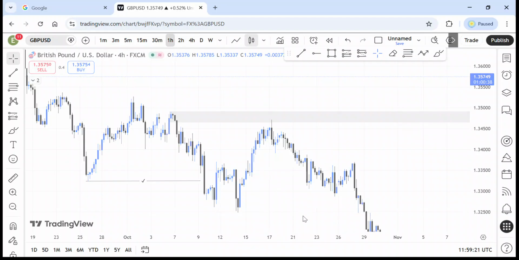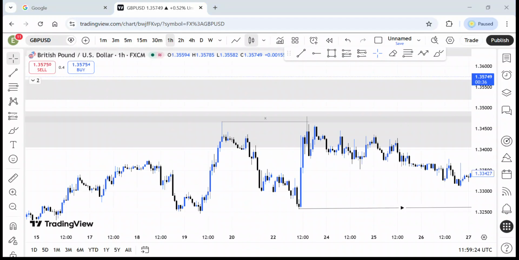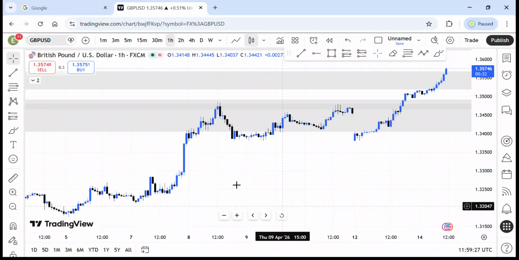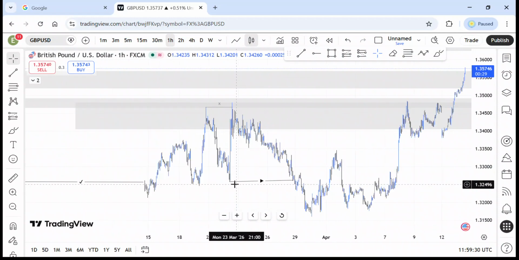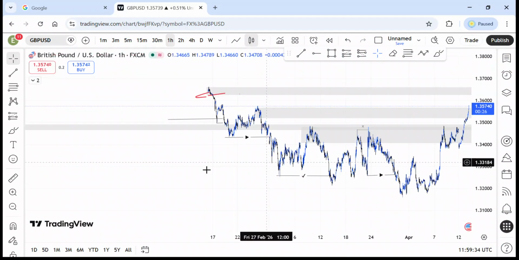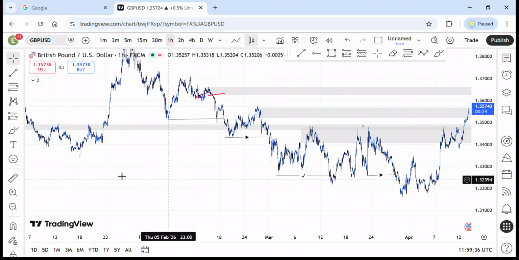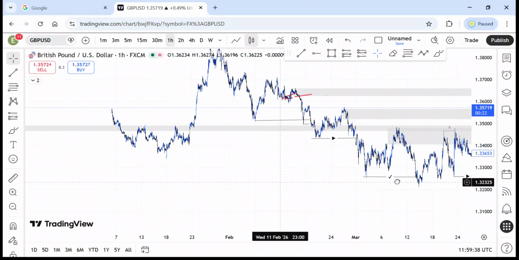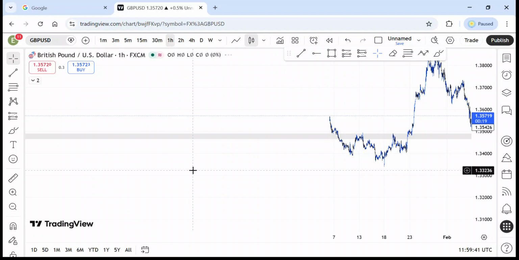So let's go to 1 hour, in order to avoid some kind of noise on the chart, so that we can see what the price is printing very well. Let's go to 1 hour. I hope we should be able to see it.